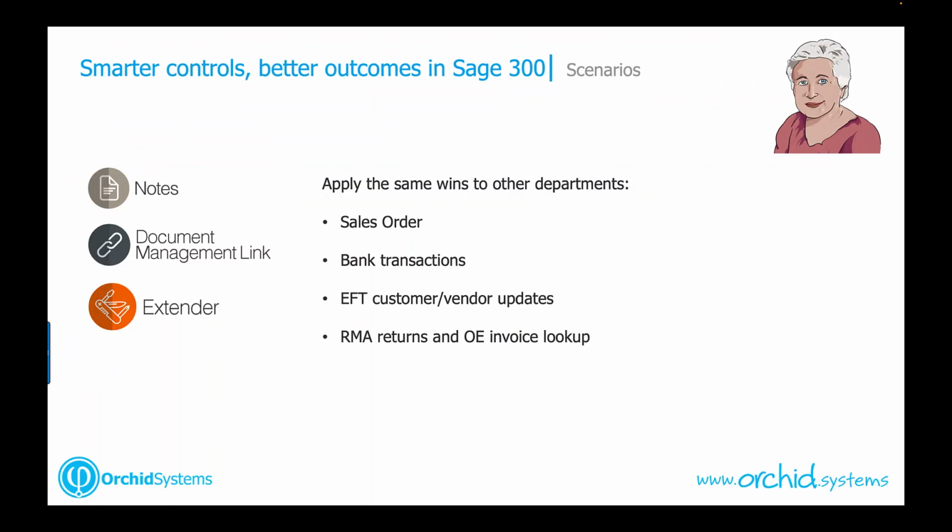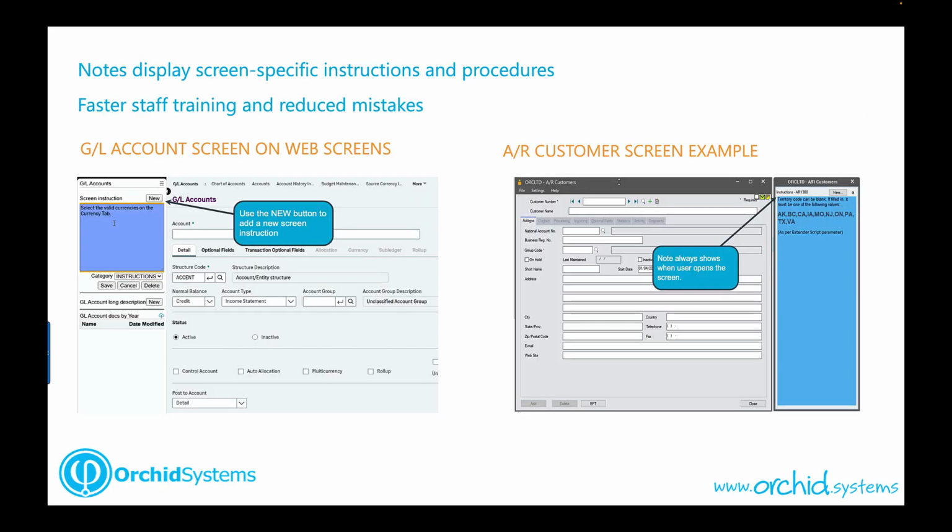So we've demonstrated examples of smarter controls and better outcomes in AP, PO, GL. We can apply the same wins to other departments. Sales orders, we're entering OE orders, bank transactions, EFT, customer, vendor, employee records, RMA returns. We won't show you all these detailed presentations today, but let's have a look at a few examples in action on the screenshots.